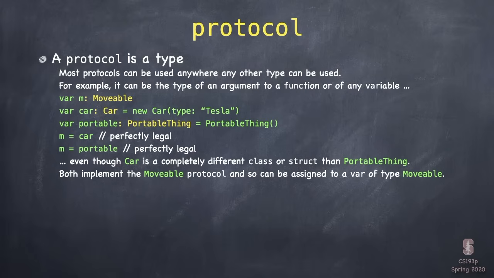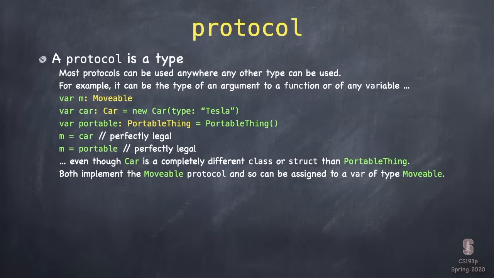Why can I say that? Because Car is a Movable. It implements the Movable protocol. In fact, Car implements Vehicle, Vehicle inherits Movable, and so therefore Car is a Movable. And this is great because now I have this variable m. I can start sending it functions like hasMoved, asked it hasMoved, because I know that m is a Movable.